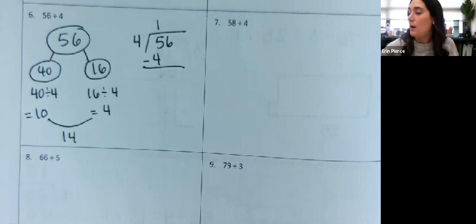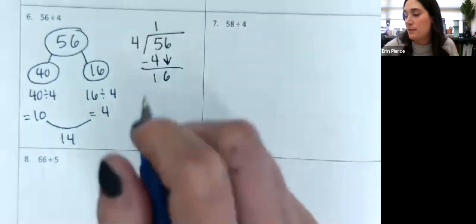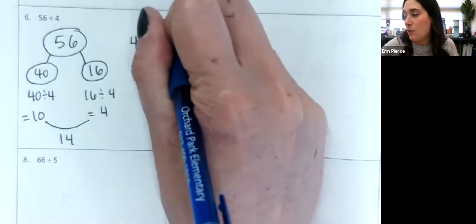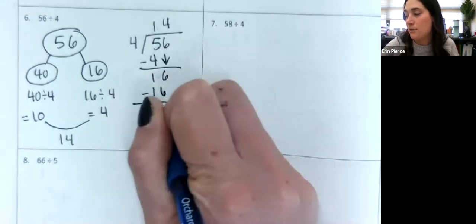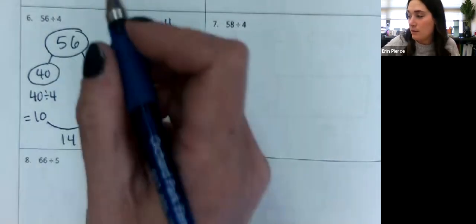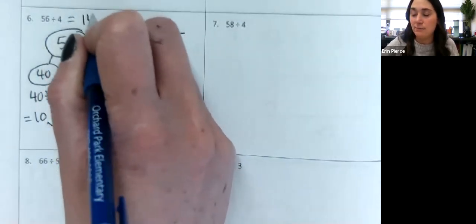I get one left over. Six comes down. 16 divided by 4 is 4. 4 times 4, 16. Subtract, 0. My answer is 14.